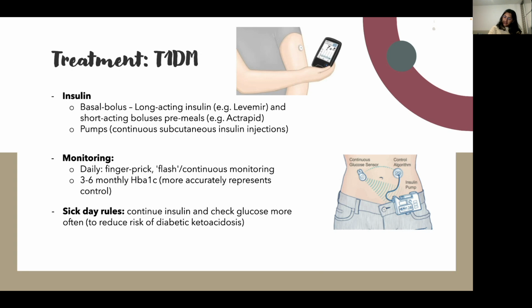Ketones are really acidic, and when they're released into the bloodstream, they will decrease the pH of your blood. We'll get into this in more detail in the next talk, but just so you're aware that it's a complication of type 1 diabetes not being well controlled.